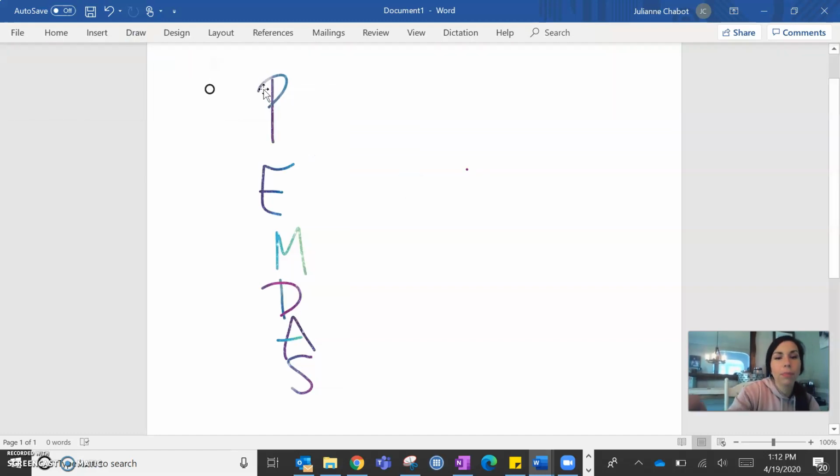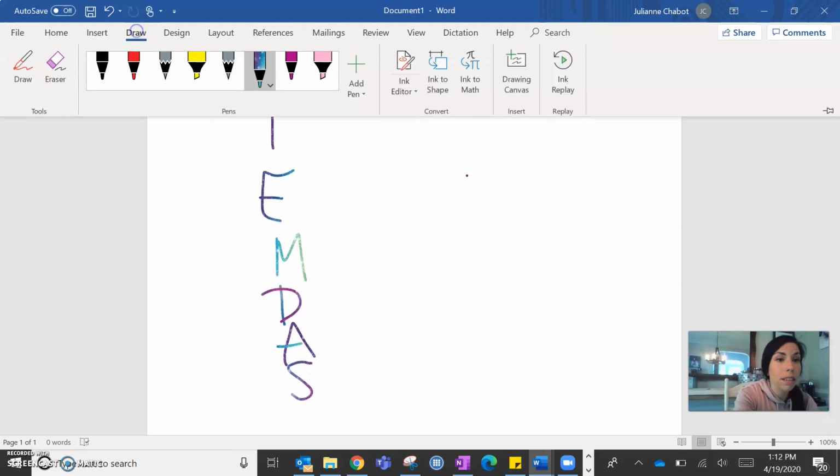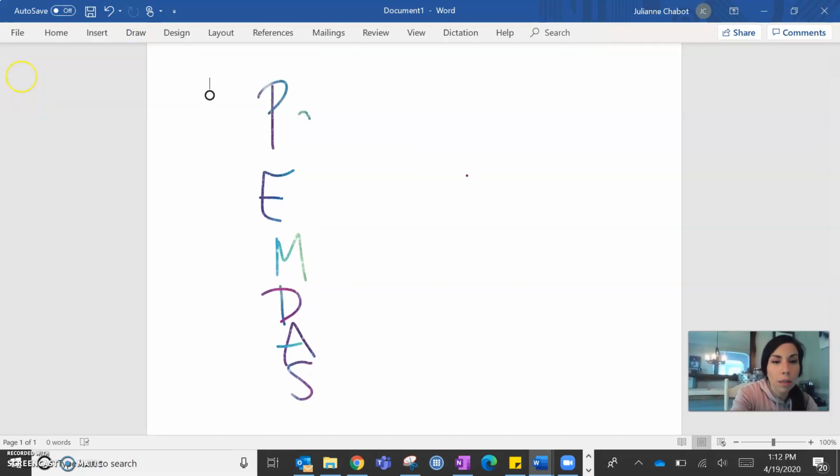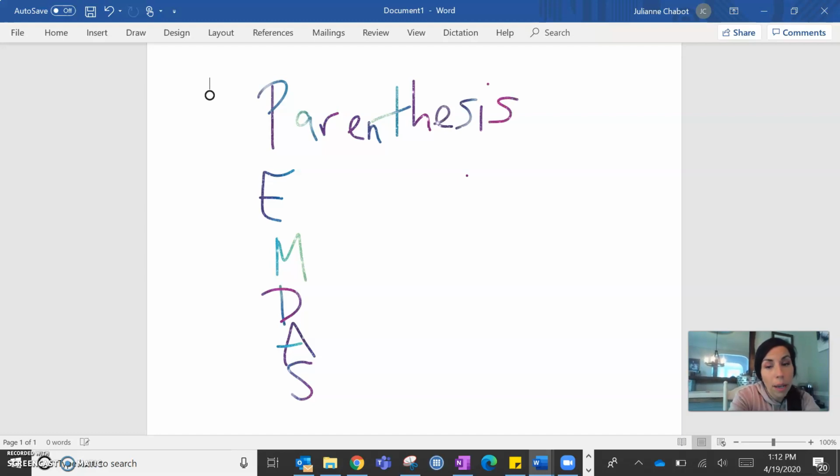The P stands for parentheses. And I hope you know what parentheses are, but it's easy to forget too. So parentheses, they look like this. And sometimes you'll see them in a math problem, and you might see something like 5 plus 5 inside of the parentheses. And if you do see that, that's the first thing you do.